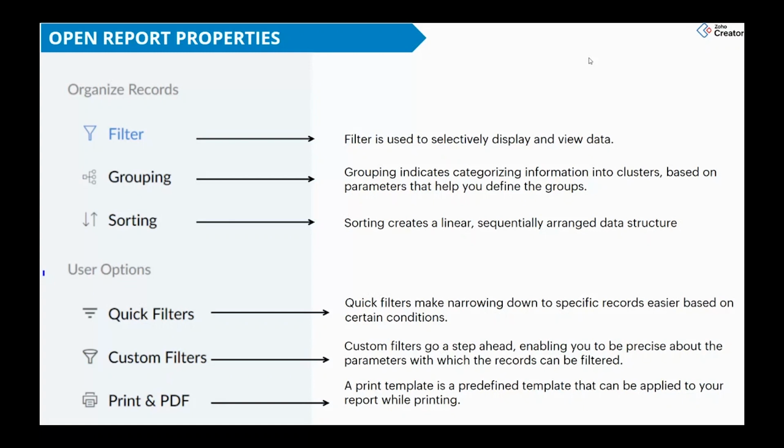Apart from these three report properties, we also have some user options like quick filters and custom fields. They are more customized filter options that we can perform in the report properties. And at last, we have something called print and PDF, which we also call the record template.